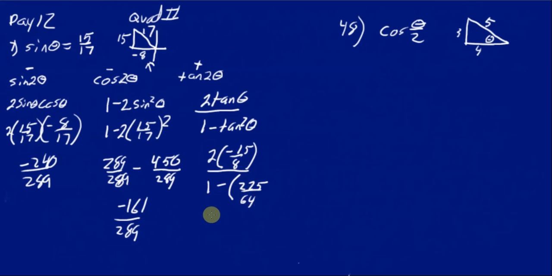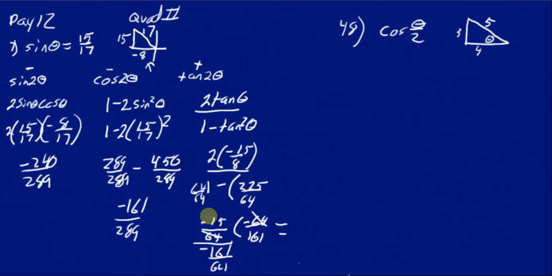All right, multiplying this together, the 2 and the 8 cancel out, so it's going to be negative 15 over 64, divided by, and I'm going to make this 64 over 64. So 64 minus 225 is also negative 161 over 64. So I'm going to bring that up and multiply by the reciprocal, negative 64 over 161. 64s cancel out. Negative times a negative is going to be a positive.